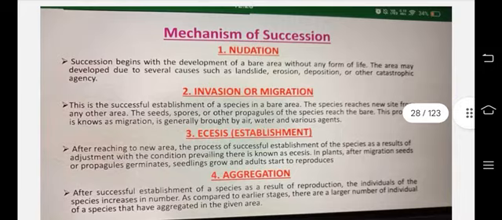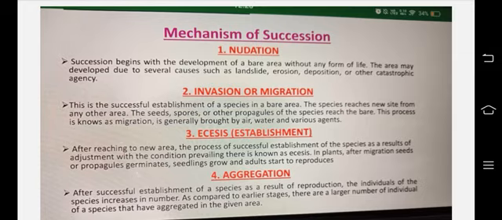Mechanism of succession: nudation. Succession begins with the development of a bare area without any form of life. The area may develop due to several causes such as landslide, erosion, deposition, or other catastrophic agency.